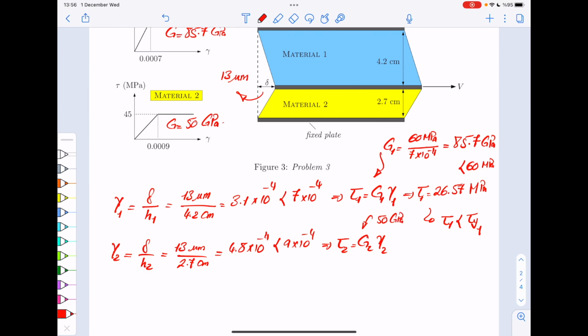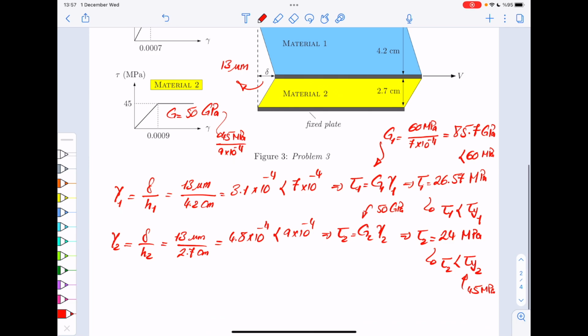Okay, so this 50 gigapascal is basically 45 megapascal divided by 9 times 10 to the minus 4. That's tau 2, and then tau 2, or shear stress in the second one, would be 24 megapascal, which again is less than the yield stress in member 2, which was 45 megapascal.